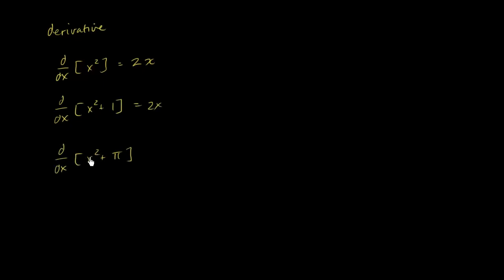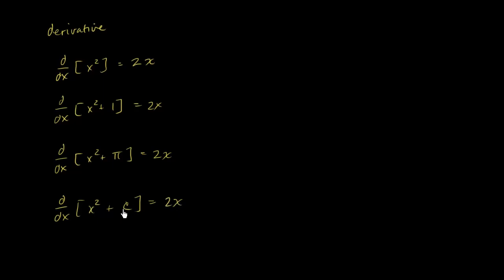The derivative of x squared is 2x. The derivative with respect to x of pi, a constant, is just 0. The derivative with respect to x of 1 is just 0. So once again, this is just going to be equal to 2x. In general, the derivative with respect to x of x squared plus any constant is going to be equal to 2x.